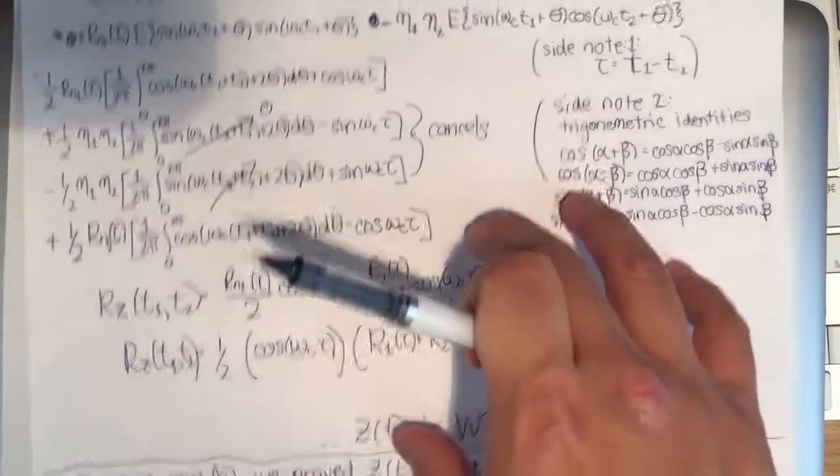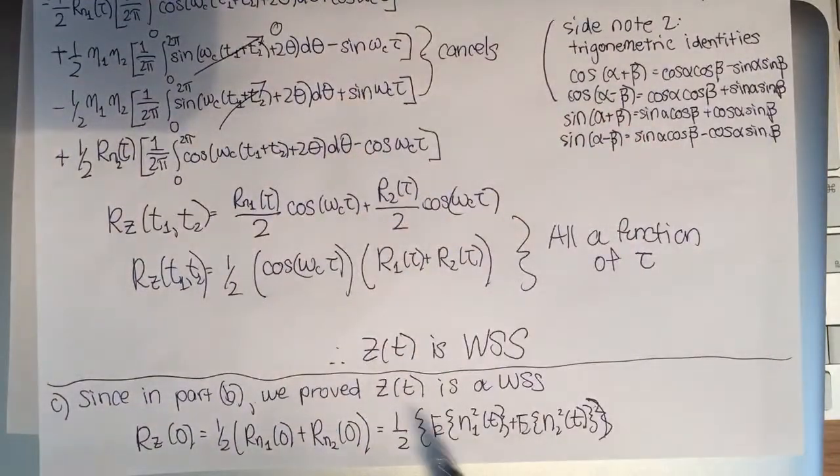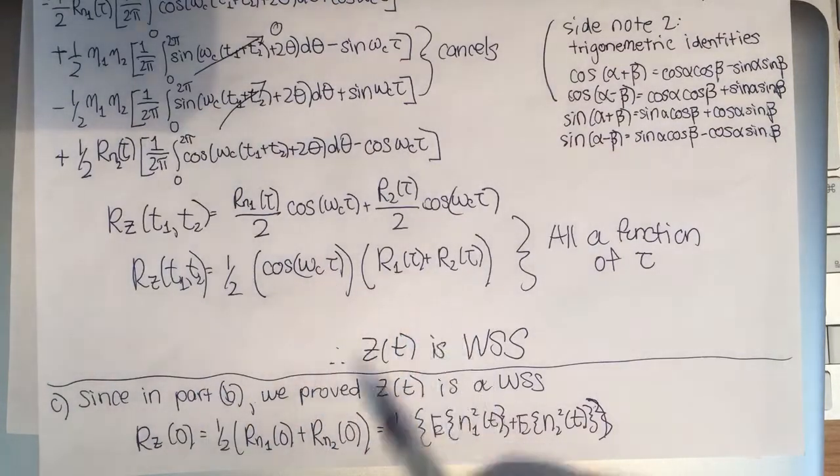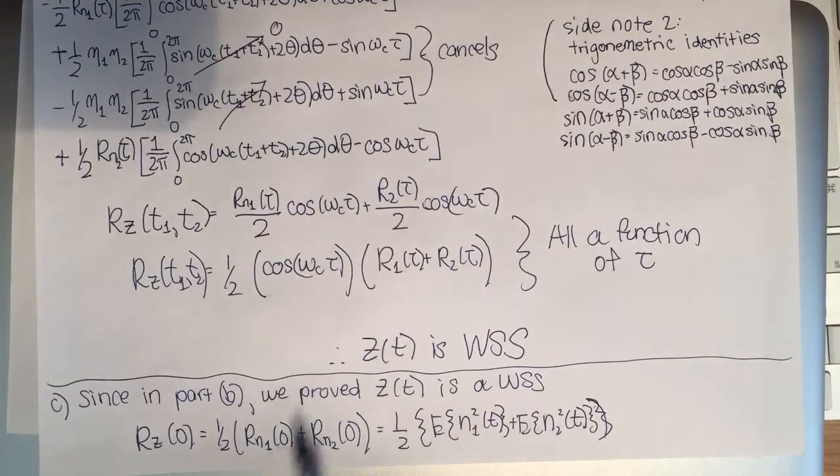And finally, for part C, since in part B we proved already that Z of T is a wide sense stationary process, you basically just plug in 0 where there's tau. So cosine of 0 is going to be 1. You leave that alone, and RZ of 0 is basically 1/2 times Rn1 of 0 plus Rn2 of 0, which equals 1/2 times the expected value of n1 squared of t plus n2 squared of t.